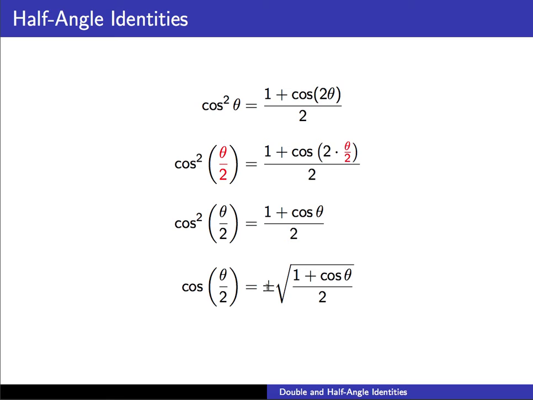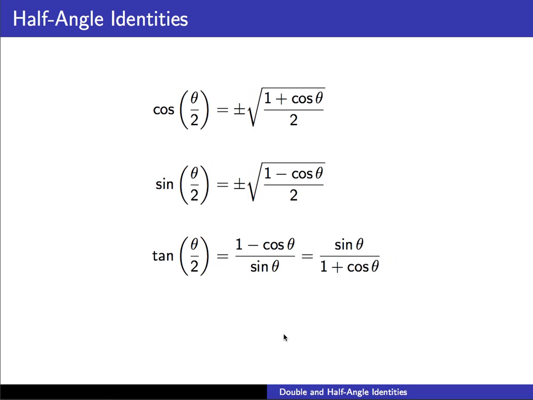If theta over 2 ends up in the third quadrant, that's where cosine's negative, so we'd use the negative. If theta over 2 ends up in the fourth quadrant, then we would use the positive because cosine's positive in the fourth quadrant. So cosine theta over 2, sine theta over 2, and tangent theta over 2, here we have our identities. Make sure you have this written down.